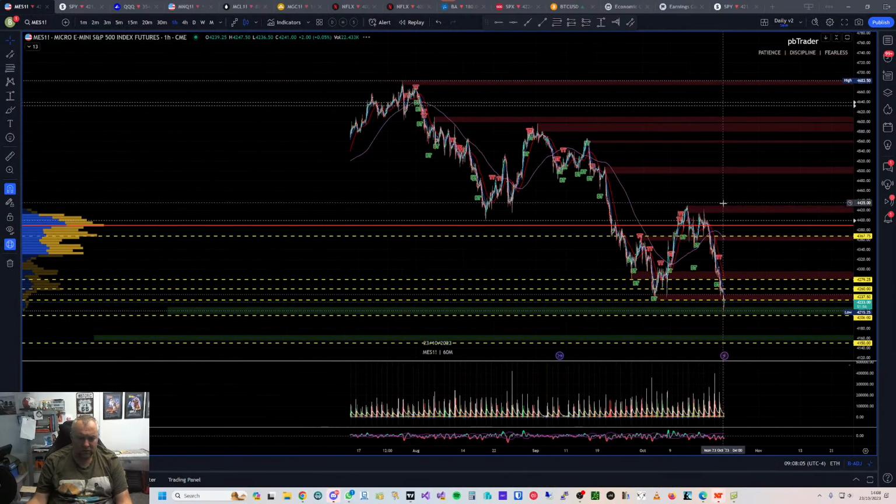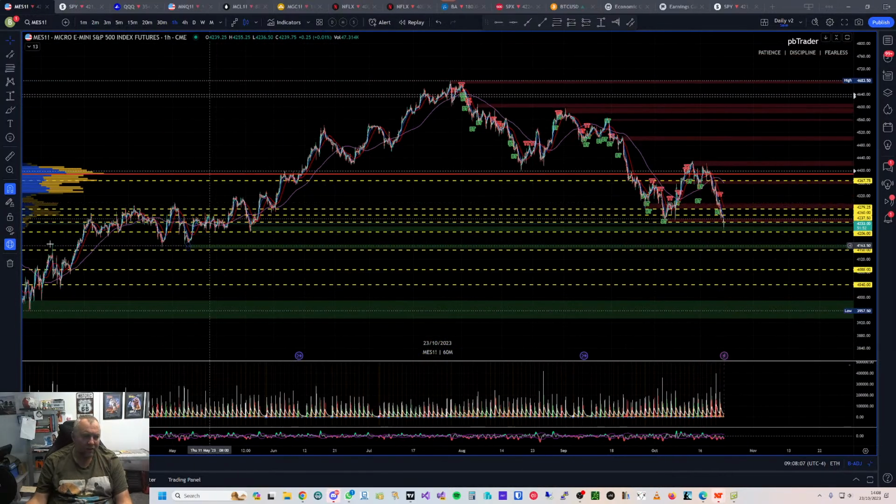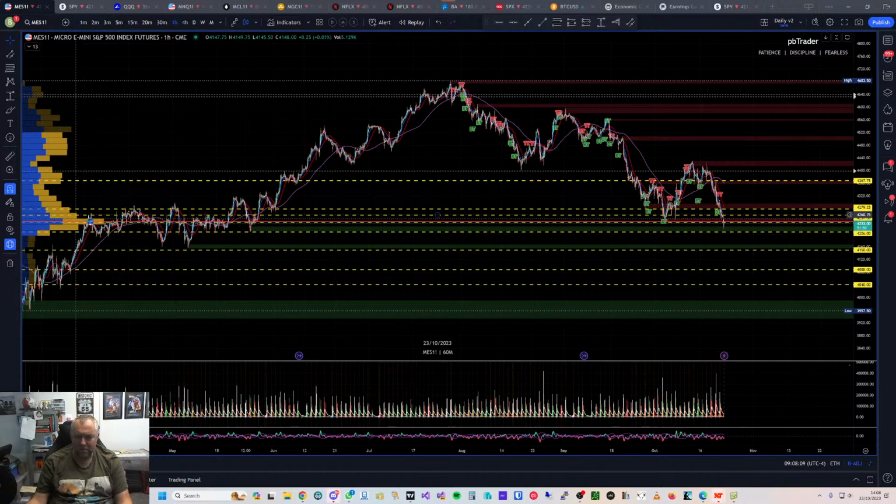support. So let's just zoom out and have a look. Can you see we've got all this area of support, a massive area of volume as well, so I'm expecting a bit of a bounce around this area. This is the area to watch out for, and that's purely because of this concentrated volume.